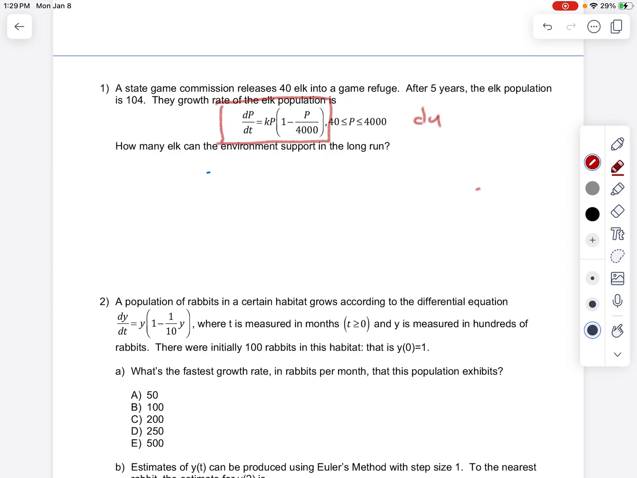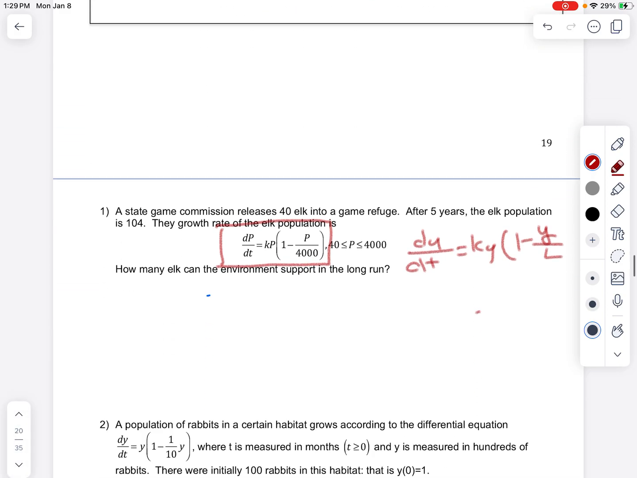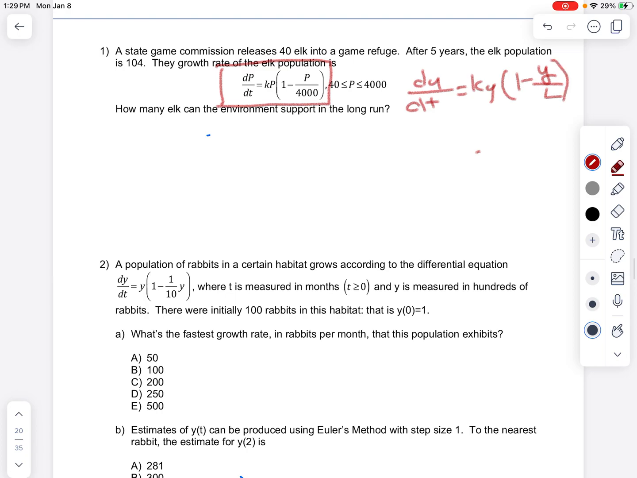So first thing I do is I always check that the differential equation is written in the form that we recognize. So this is the form that we want, that we have from up here. So notice it is written in that form. They're just using P instead of Y. Notice that limiting capacity, or that L, is 4,000.